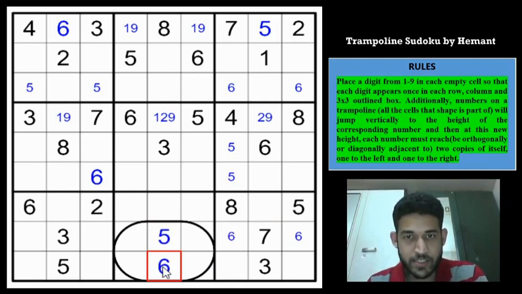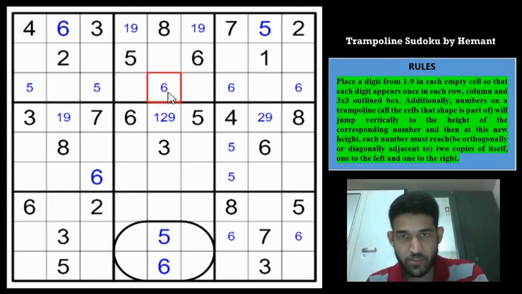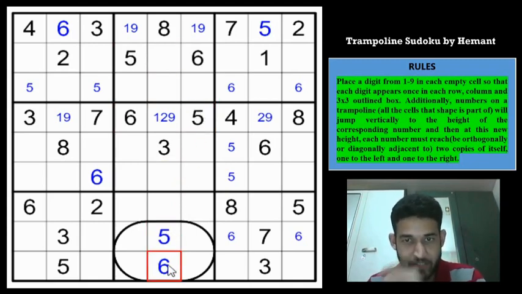So if you consider this cell, it will jump exactly 1, 2, 3, 4, 5, 6. And at this position, in the diagonally and orthogonally adjacent cells, it must have one digit the same as itself, that is already here. And for this 6, you will have the 6 here. So this is already satisfied. And similarly for the 5, 1, 2, 3, 4 and 5. So 5 is already having an instance of 5 here. And 1, 2, 3, 5 is already having an instance of 5 here. So both of these cells of the trampoline are satisfied.